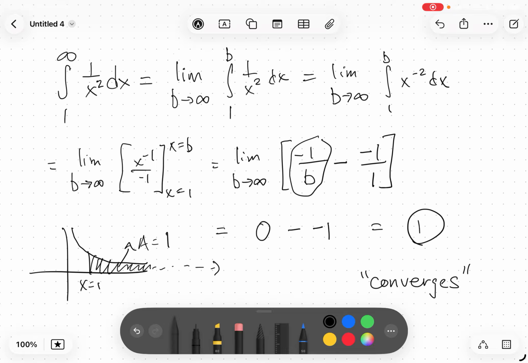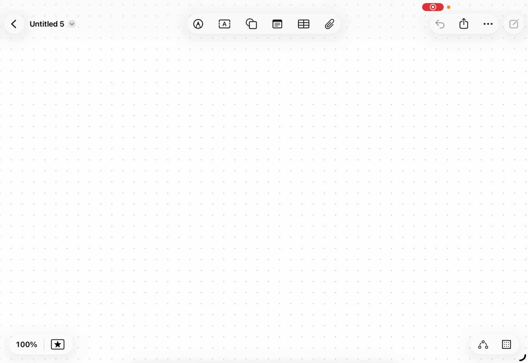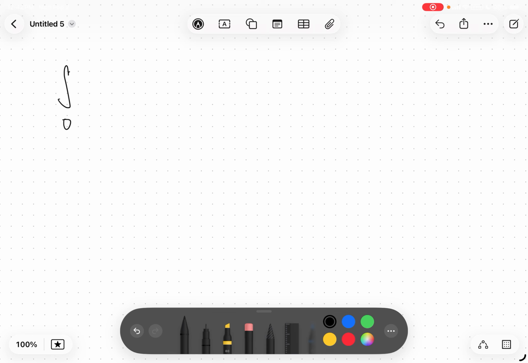Try to do another example here, because you don't have to have infinity. You don't have to have an infinite boundary for your region. So here, let's just do this one.